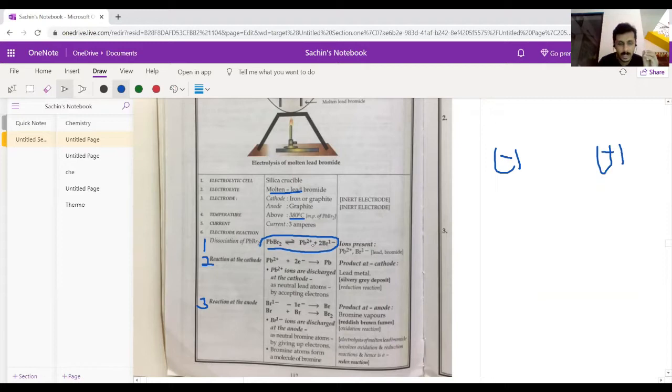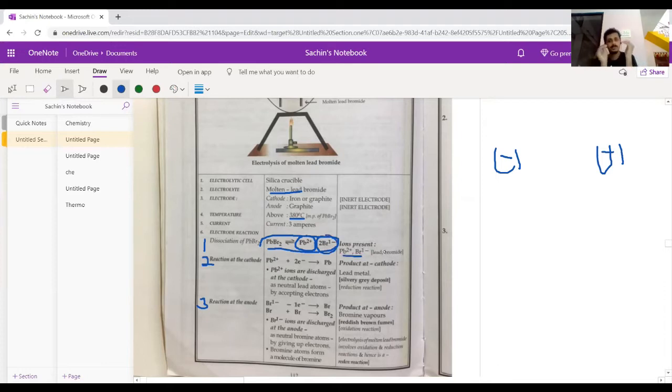So first let's see what happens for the lead bromide itself. When you heat lead bromide to its liquid temperature, the melting point, the bond between lead and bromine breaks because it is an ionic bond, and we supply enough energy in the form of heat that the bond breaks and ions are separated. We have lead ion Pb2+ and we have bromide Br-. Now what are the ions present? Pb2+ and Br-.